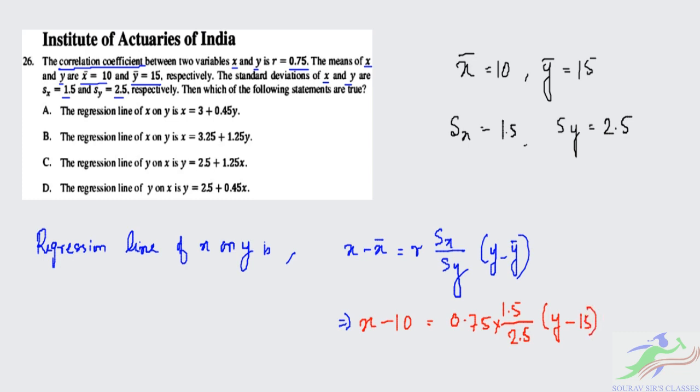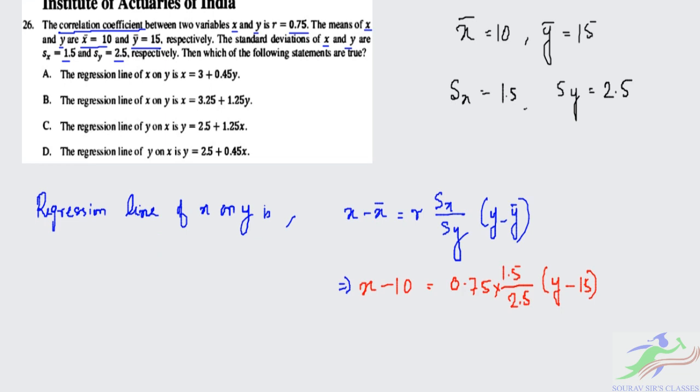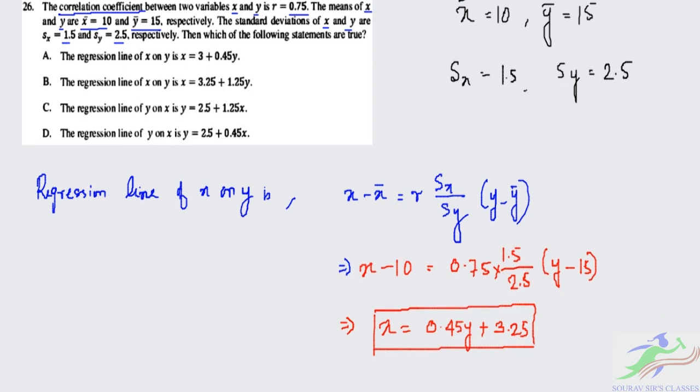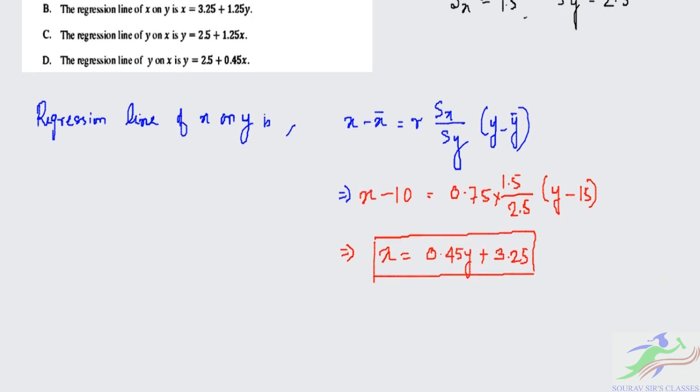So if we simplify this, then x is equal to 0.45y plus 3.25. So that is going to be the regression line of x on y. Now what is the regression line of y on x?